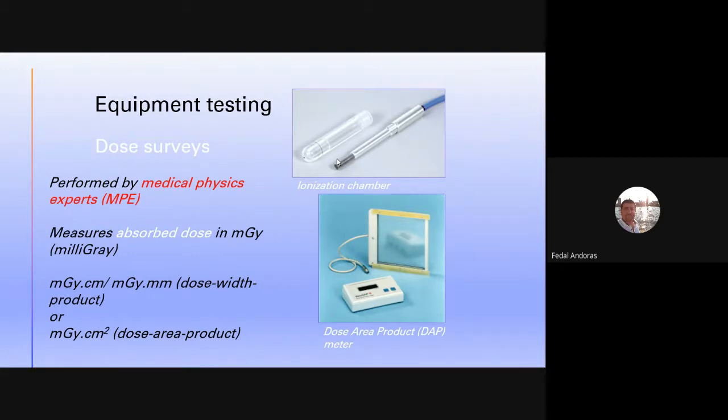فهاي شغلتهم يجون يقيسون الابزورب دوز مال كل جهاز. عندهم بالدولة بالجايد لاين بالريجوليشن إنه لازم هذا الجهاز ما يتعدى هذا الدوز، فلازم كل مرة يقيسوه. فأجهزة القياس هي ionizing chamber بالنسبة للدنتال اكس ريز، بالنسبة للكونبيم سي تي والأو بي جي عندهم تقريبا dose area product. The absorbed dose is in milligray, so milligray centimeter or milligray millimeter is called dose width product. هاي ما مجبورين تدرسوها, but just for your information. Milligray centimeter square is called dose area product. Okay, these are for measuring the absorbed dose.